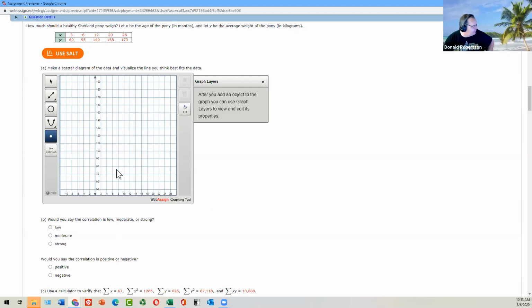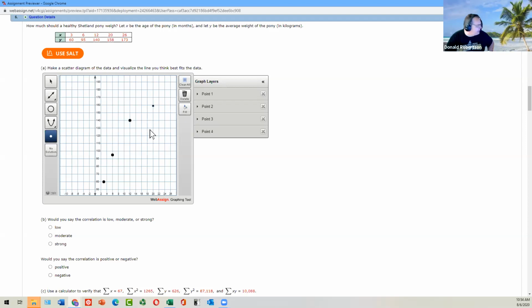So the first one is 3 and 60. So there's 3, and my eyesight says 60. Gotcha. And the next one's 6, 95. Gotcha. This one's 12, 140. 12, 140. 20, 158. Good grief, my eyesight. 158.